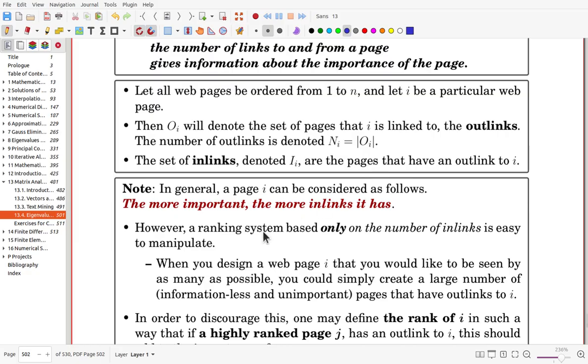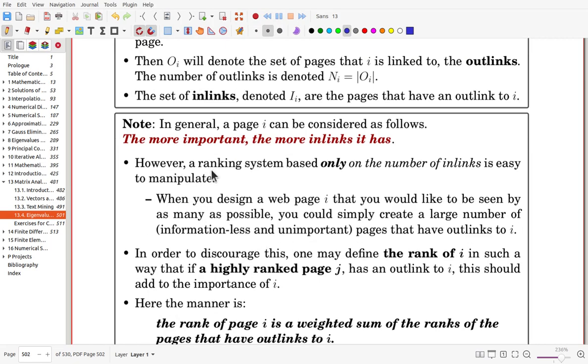In general, the page i can be considered as follows. The more important it is, the more in-linkers it has, because if it's more important, other web pages will make a link to it. Again, it's common sense. However, if we count only the number of in-linkers, then it can have some problems. A ranking system based only on the number of in-linkers is easy to manipulate.